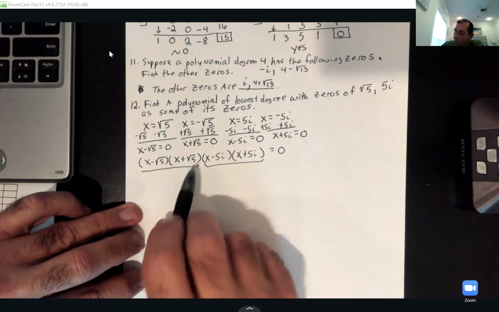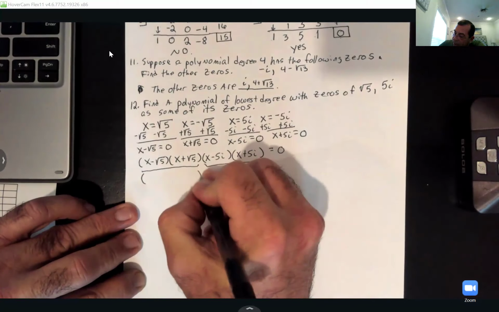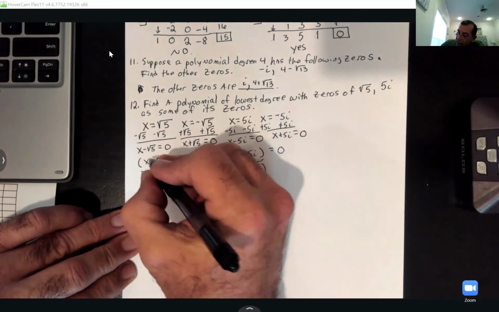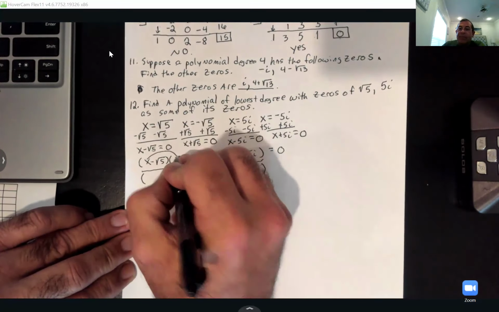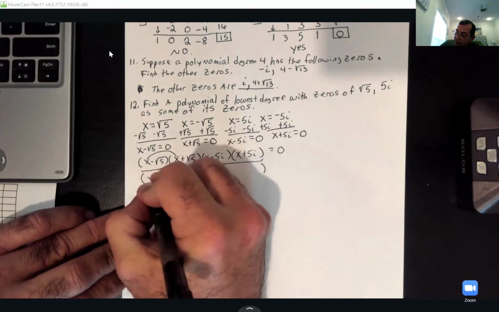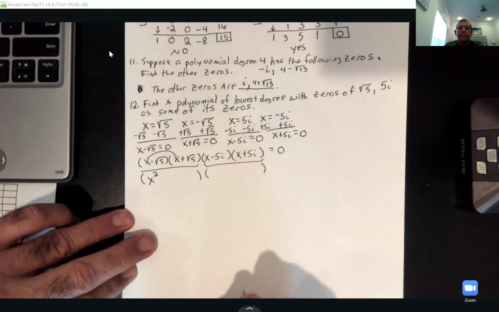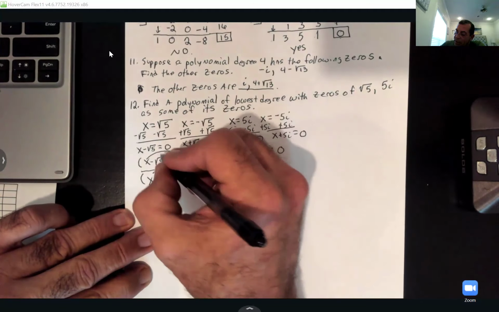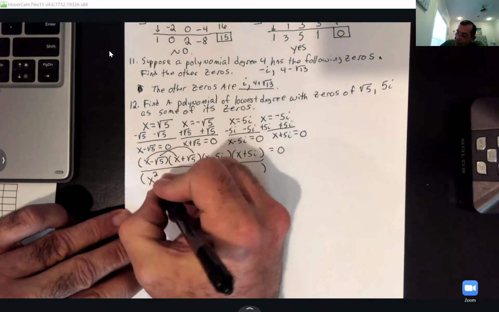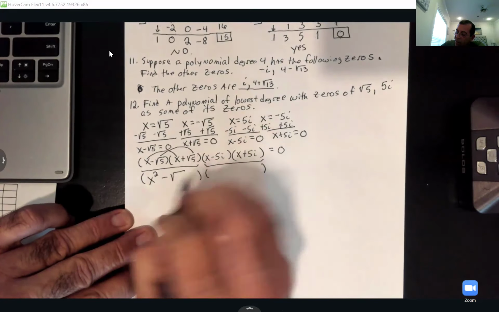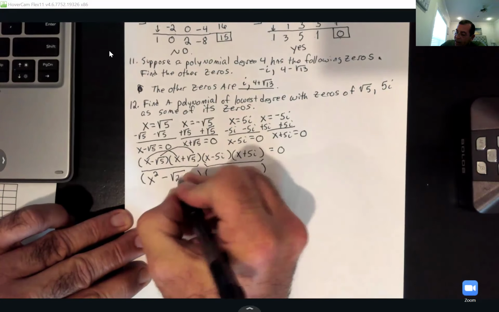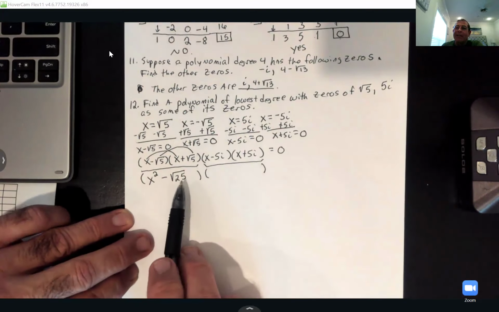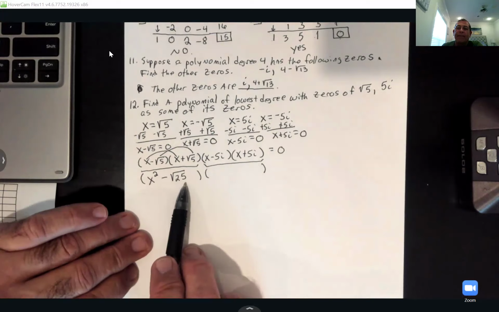So to shortcut foil this, I'm going to make 2 sets of parentheses. So I'm going to foil the first one. You multiply the x times x. That's going to give us x squared. Then you do the negative square root of 5 times the positive square root of 5. So that's going to be a negative square root. 5 times 5 is 25. Now that has one more step in a second, right? In a second, we're going to take the square root of that 25.